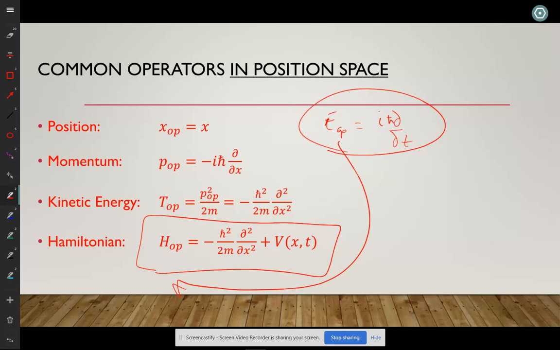I think the i h bar is correct. Actually, front cover of the textbook, i h bar d/dt. Yep.